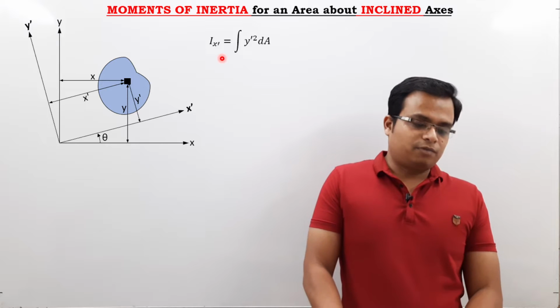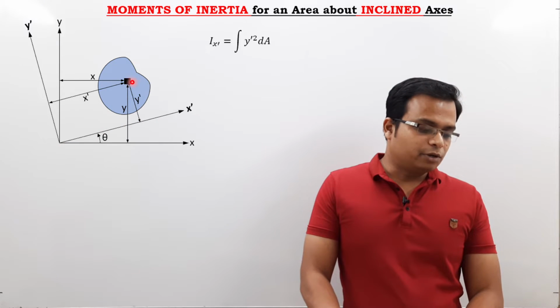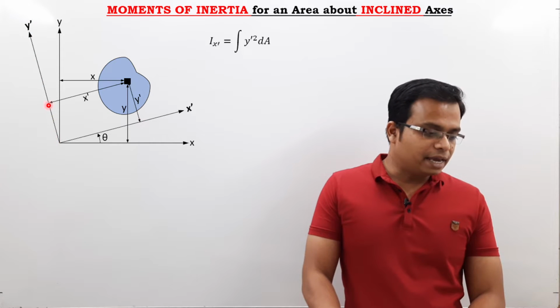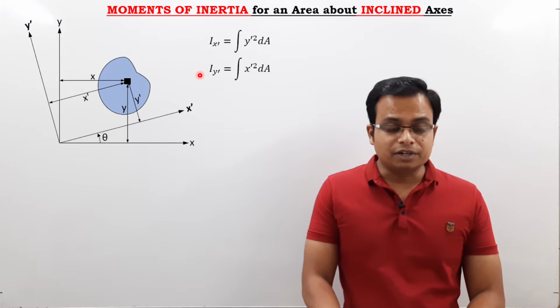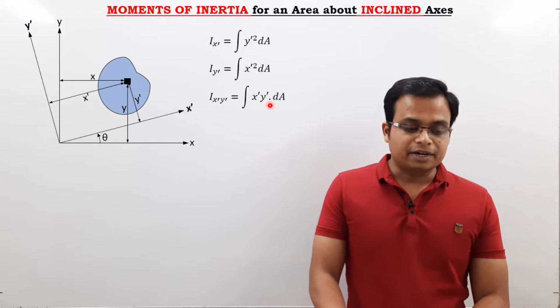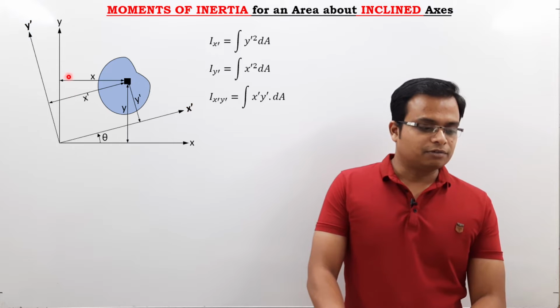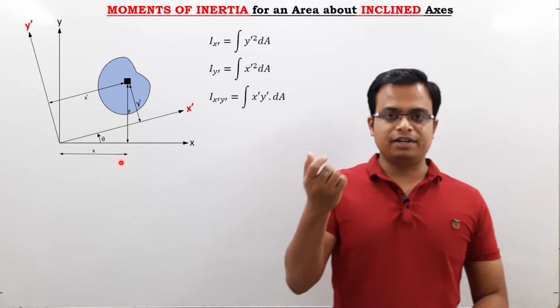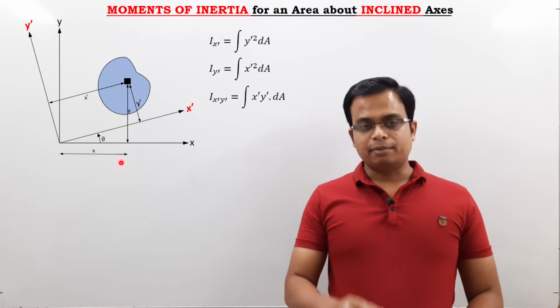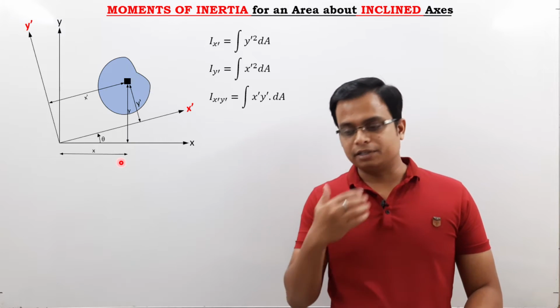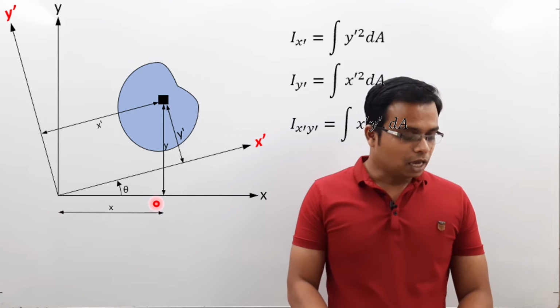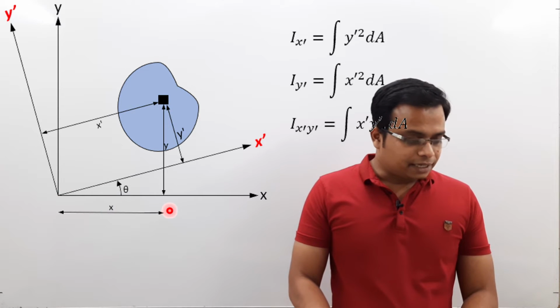That is what we wish to work out. Ix dash is going to be the integral of y dash square dA, and Iy dash is going to be the integral of x dash square dA, and Ix dash y dash, that is the product of inertia, is going to be the integral of x dash y dash dA, done. So watch, shifted this x over here. Okay, things are going to get simpler, don't worry, this is going to be very easy for you to work out, right? And by the end of the video you will be able to work out the moment of inertia with respect to any inclined axis. That's a promise.